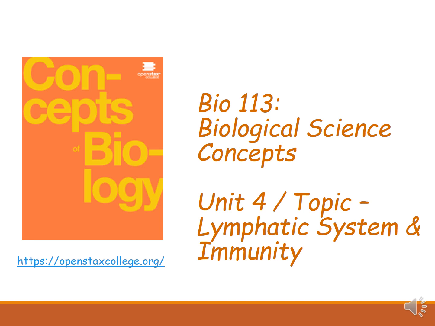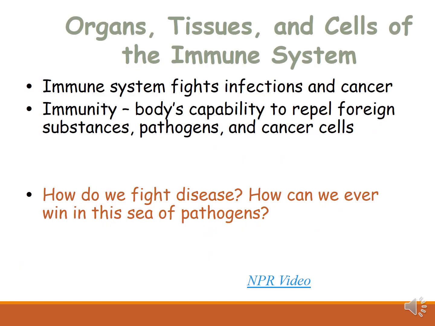The second section of Unit 4 concerns the lymphatic system and immunity. We're going to look at organs, tissues, and cells of the immune system. The immune system is a collection of biological structures which protect the body from disease and have the ability to distinguish bacteria, viruses, and parasites from our own healthy tissue. Our immunity hopefully can destroy cells that are infected with viruses or cells that are becoming cancerous.